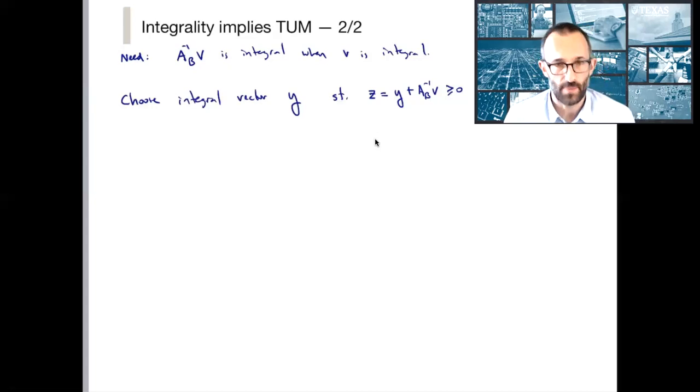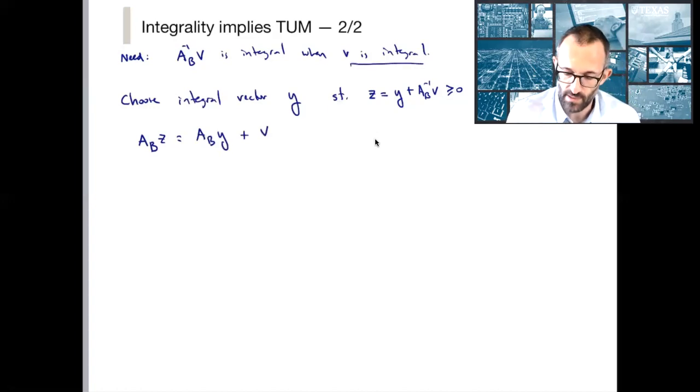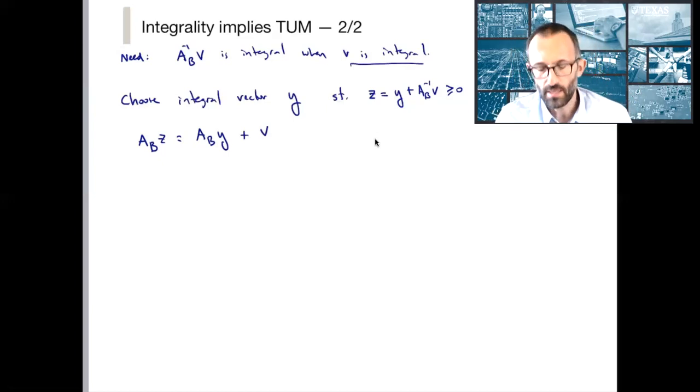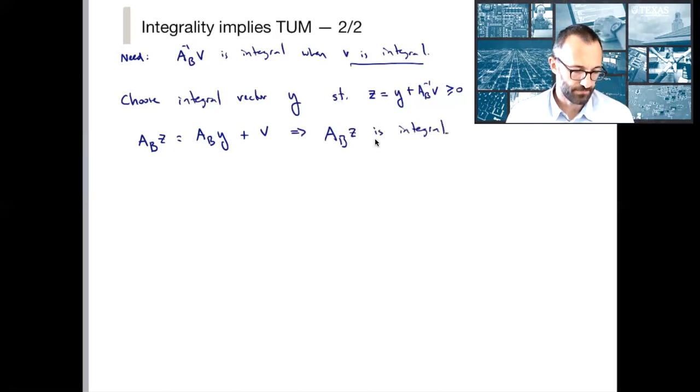Now multiply both sides by AB. So AB times Z equals AB times Y plus V. And remember that V is integral. So what does this imply? Well, Y is integral. AB is a square submatrix whose only elements are 1, minus 1, and 0. So AB times Y is integral. So that means that AB times Z is integral.